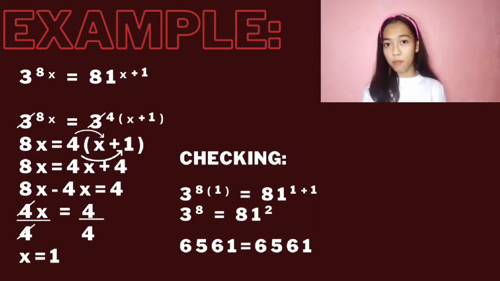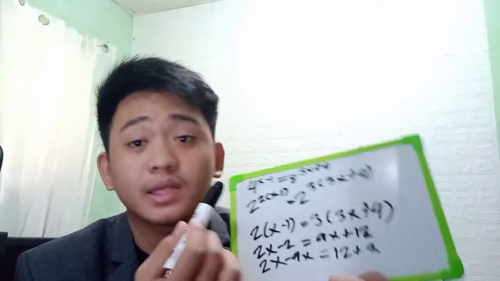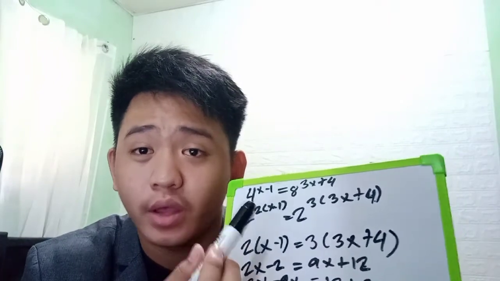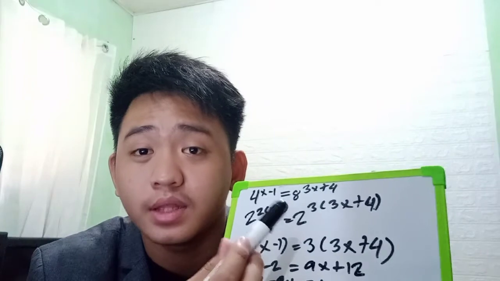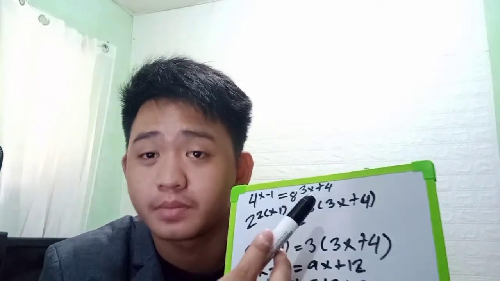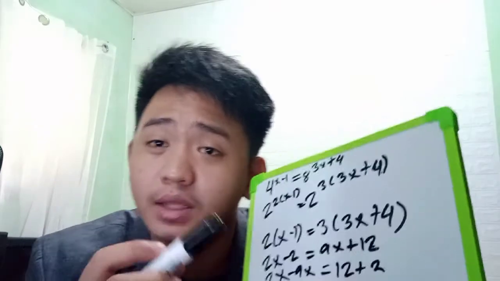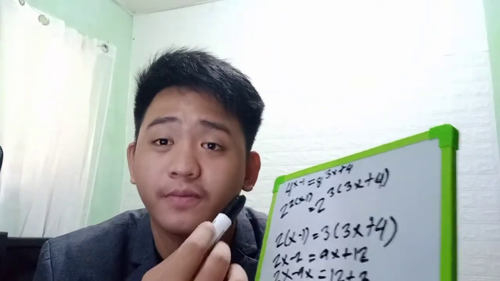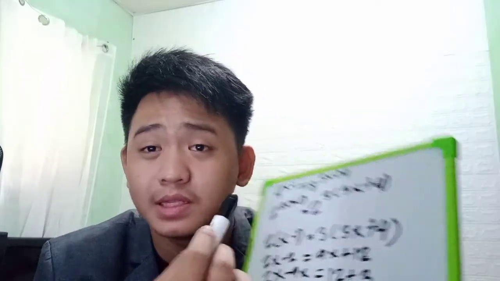For the example, I will give and explain it for better understanding. For the second example, we have the given 4 raised to x minus 1 equals 8 raised to 3x plus 4. The first step is to find the base of both. They need to have the same base, so let's find their base first.